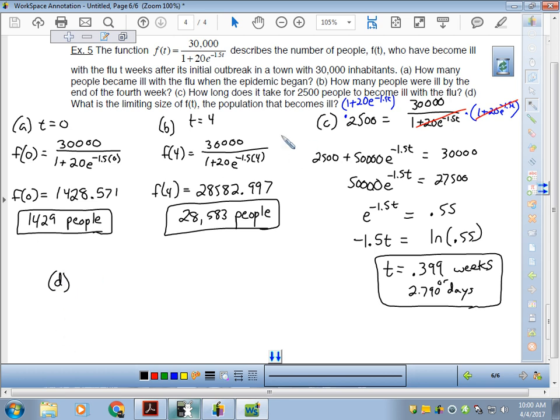Alright, last part, part D. Part D asks, what is the limiting size of f of t? What is the carrying capacity, basically? Well, again, look at the number here at the top. It's 30,000. And that makes sense in the context of this problem. This town only has 30,000 people in it. So the most number of people who can get infected is 30,000. It can't get up to 30,001 because there's not 30,001 people in this town. There's only 30,000. So the highest the number of people infected gets is 30,000. That's as much as it can ever get.